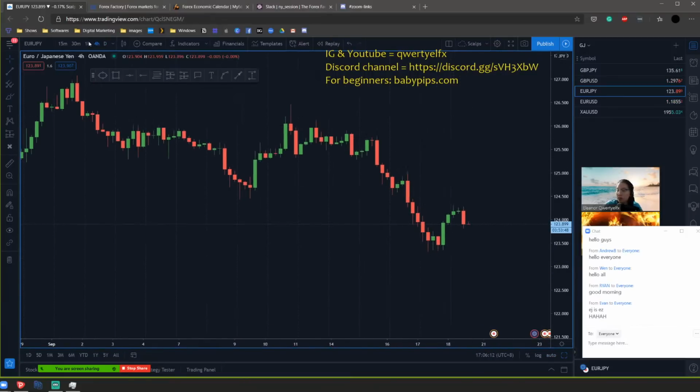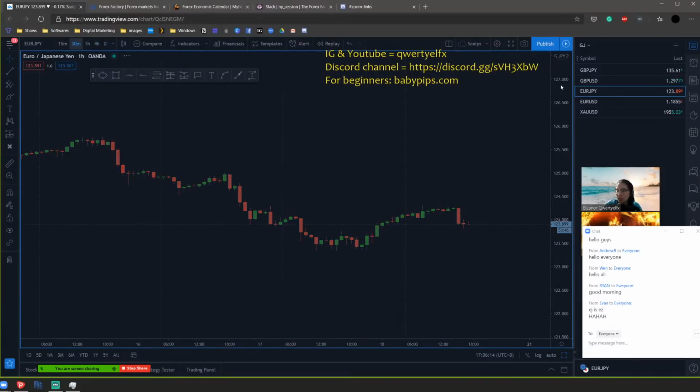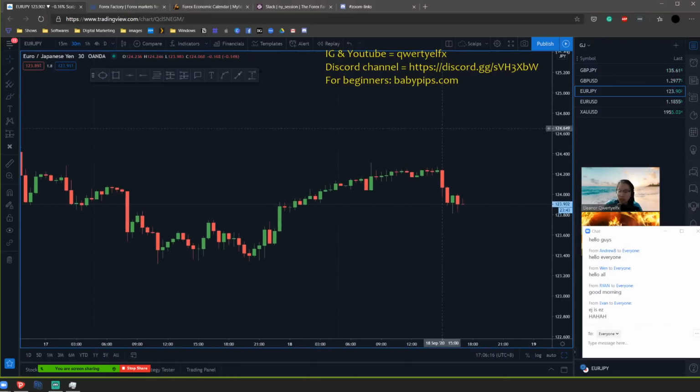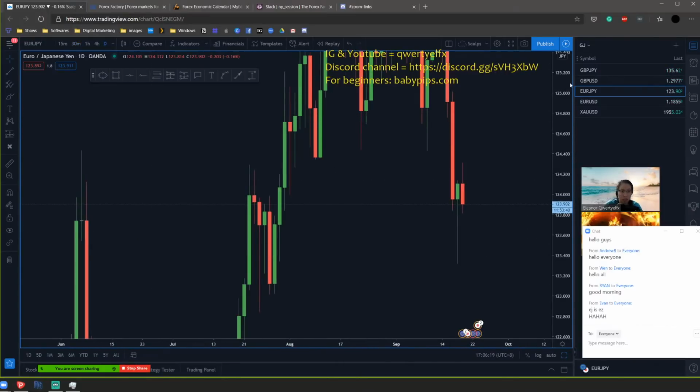EJ 4-hour close bearish, 1 hour close bearish. Yeah, Evan, it's easy, should come down. Okay, so let's just do a quick analysis of EJ.